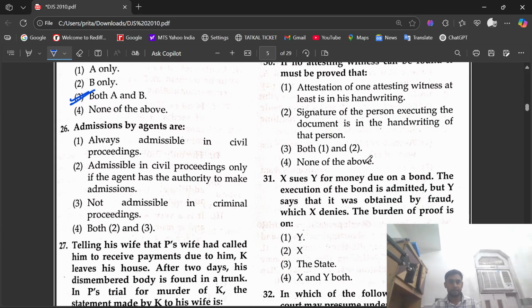Question number 26. Admissions by agents are always admissible in civil proceedings. Admissible in civil proceedings only if the agent has the authority to make admissions. So the right option is 4, that is both. Admissible in civil proceeding only if the agent has authority to make admission, not admissible in criminal proceeding. So the right option is 4th.